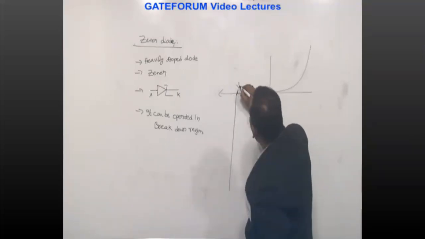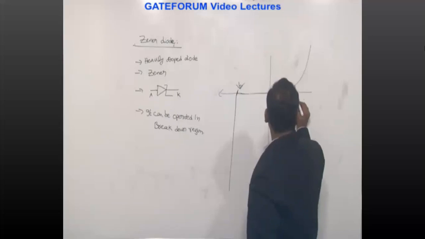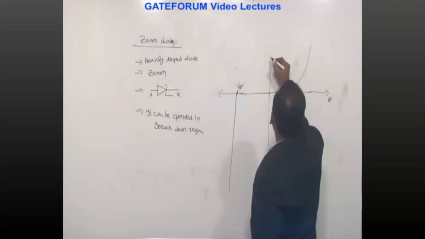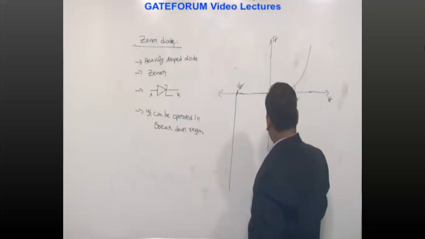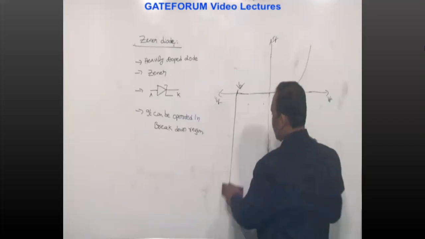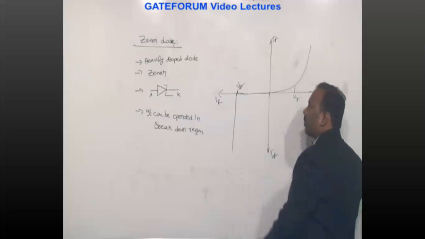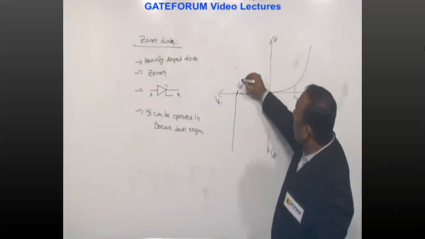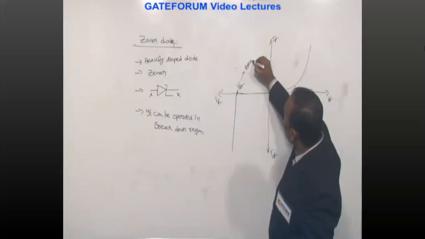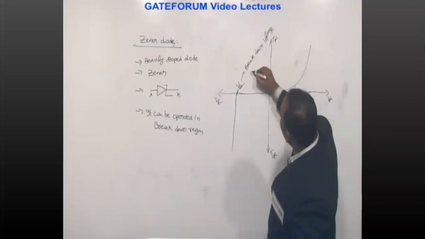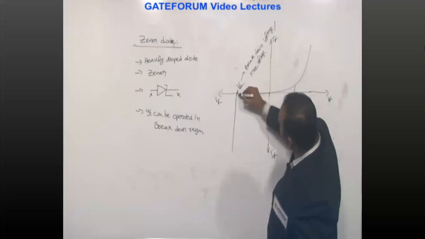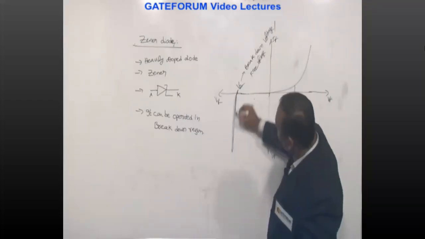This is called VZ. This is called V gamma. This is VF. This is IF. This is IR. This is VR. Now what is the meaning of this thing? This is called breakdown voltage, or it is also called knee voltage, and this region is called the breakdown region.